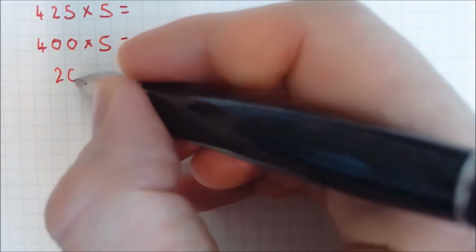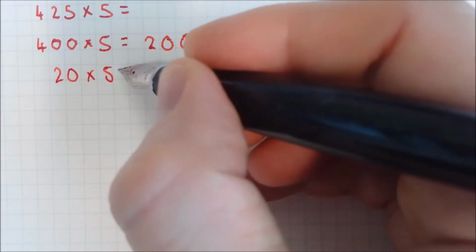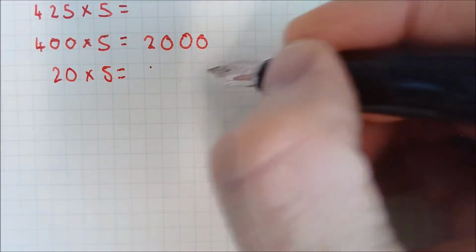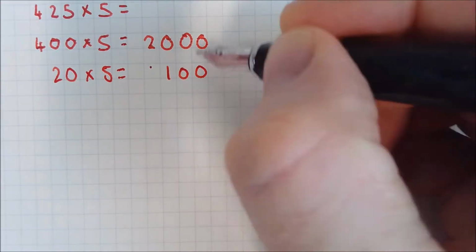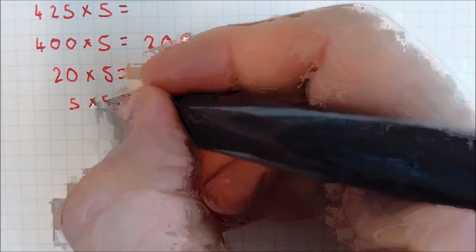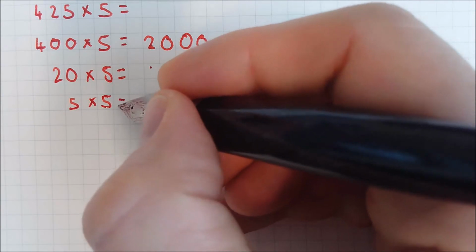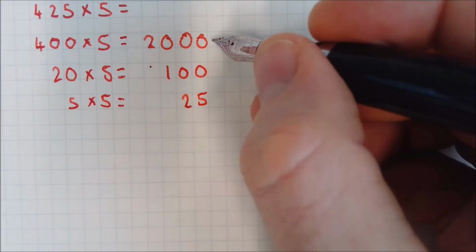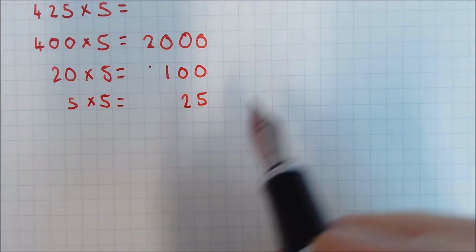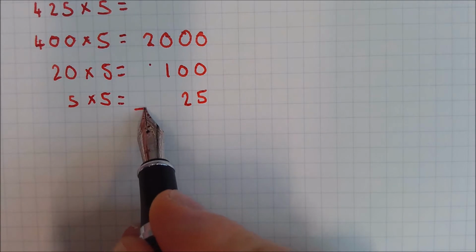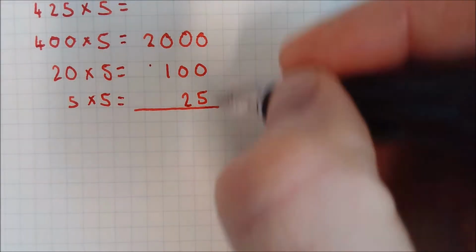We could then do 20 times 5, and hopefully you should know your factor pairs of 100 off by heart, so 20 times 5 is 100. Let's line these up properly. And then we could do 5 times 5. Hopefully you also know your multiplication facts, and 5 by 5 is 25. So these are our three partial products, and then to find the product of these two factors, we'd simply add these together.